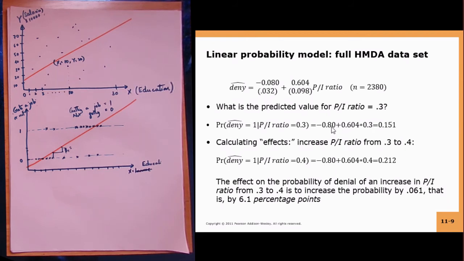Actually there is a problem over here, because here it is written as 0.80, but it is actually 0.080, and here also it is 0.080. Okay, so 0.080 plus 0.604 multiplied by 0.4, and you get 0.212. So the effect on the probability of denial is this minus this, which comes to about 0.06. That is, by 6.1 percentage points, your probability of being denied goes up when your payment to income ratio goes up from 0.3 to 0.4.